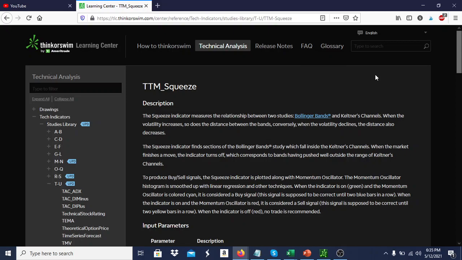In this video I'm going to show you exactly how I made 40 or 50% overnight using the TTM squeeze indicator on a low float, very low cost stock. So if you want to see exactly how I did that, keep watching.